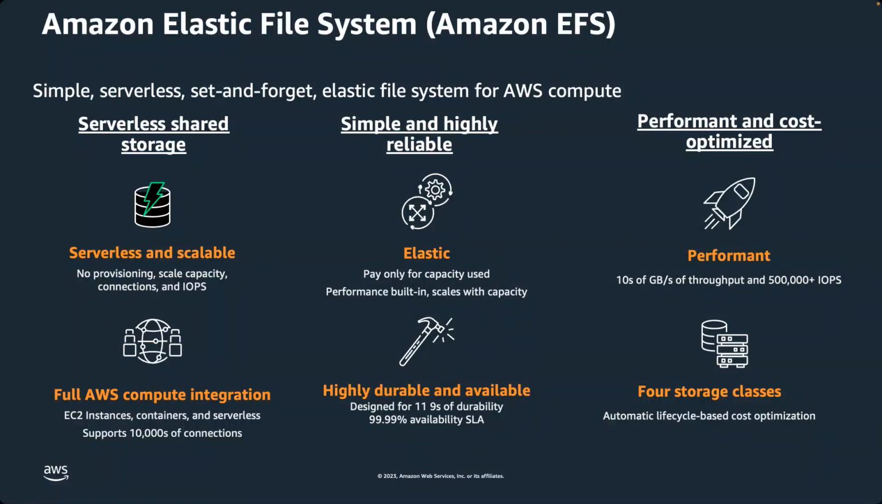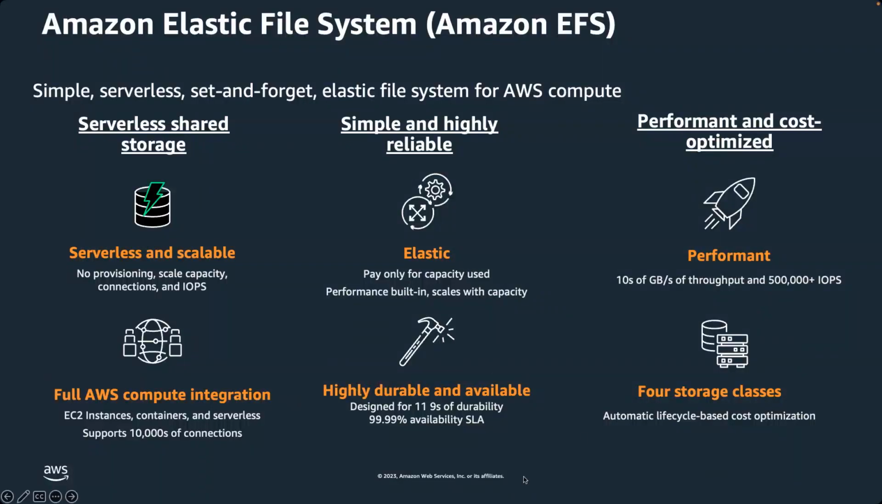Elastic is what Alejandro explained, how most of the resources in the cloud are built, which is to pay only for the capacity you use. So you're not provisioning anything, you're just paying for what you're using. And then in terms of performance, it offers tens of gigabytes of throughput, with full AWS compute integration. This is really useful because, as Alejandro just explained, there are different types of compute options. You can have EC2 instances, containers, and even serverless support, and this can integrate with all of them as a single file server for those compute options.